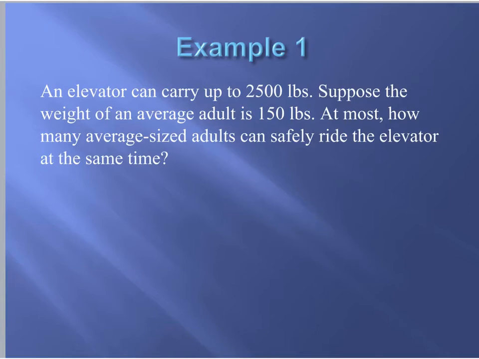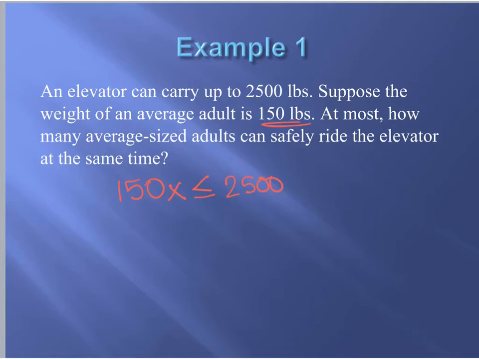So if we know that we have average size adults at 150 pounds, I know I'm going to have to take that 150 and multiply it by the number of adults that ride. And I don't know what that number is, so I'm just going to call that x. And this amount has to be less than or equal to the 2,500 pounds that the elevator can carry.